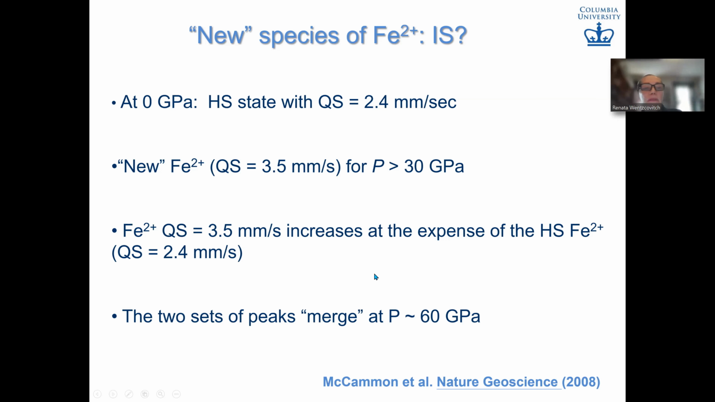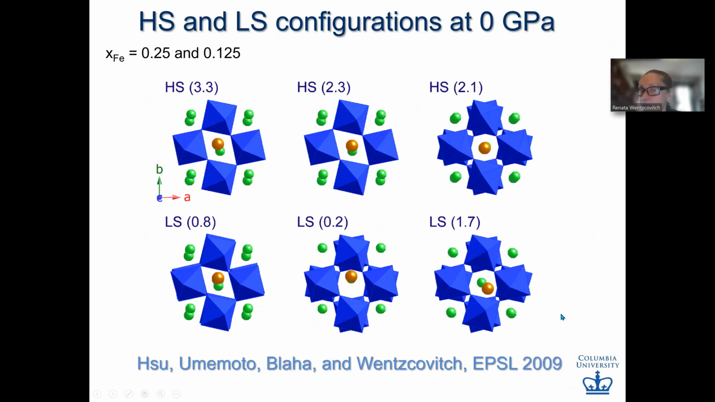And at about 60 GPa, the two sets of peaks merged. You had only one kind of quadrupole splitting, and that was the high quadrupole splitting, the high pressure quadrupole splitting at 60 GPa. So what is actually going on? Is there an intermediate spin state here? The answer is no. And here is what we actually found.